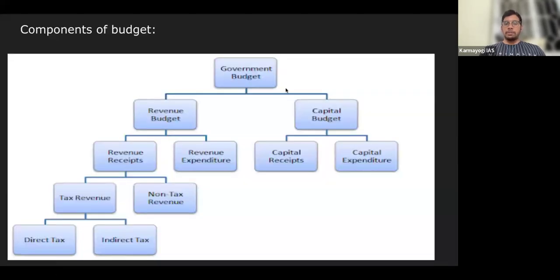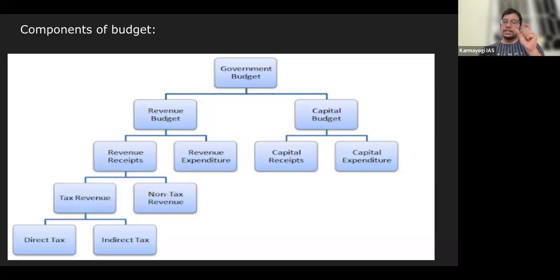So this is the government budget. We have receipts and then expenditure. Within receipts, we have revenue receipts and then capital receipts. And in the expenditure part, we have capital expenditure and revenue expenditure, right? So that is the budget, the components of the budget.